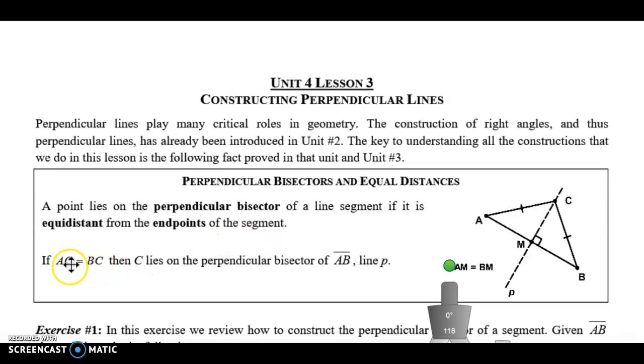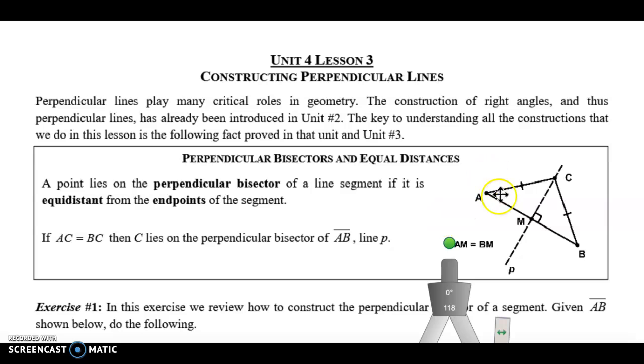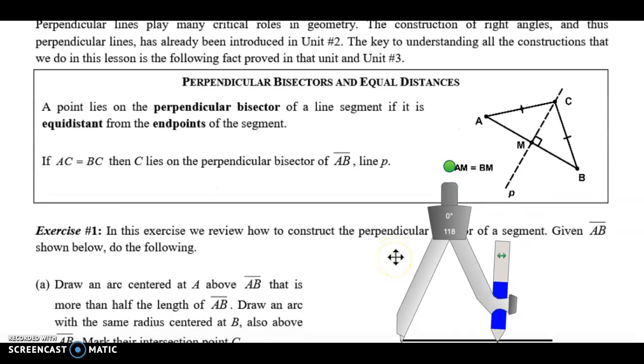segment. So if AC is equal to BC, and then look at the picture right here, it already has it marked. If AC is equal to BC, then C must lie on the perpendicular bisector of AB, and that's that dotted line, line P. Line P is the perpendicular bisector of AB. AM is congruent to BM. So it's perpendicular and it bisects.